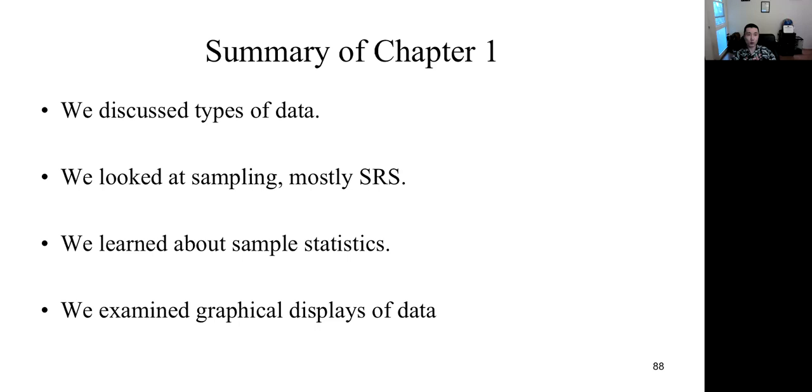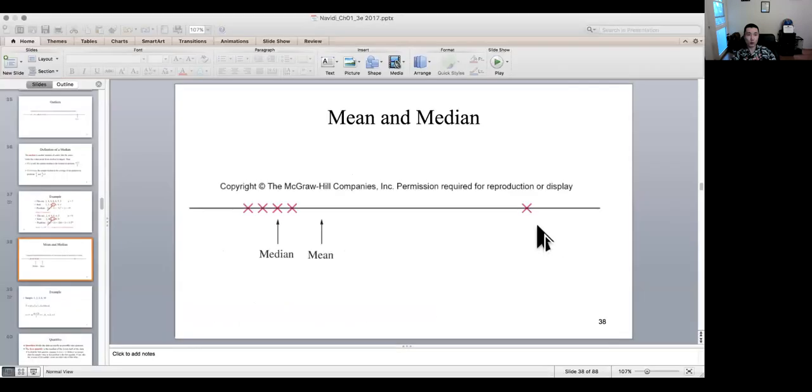Okay, and we also learned about sample statistics. What is the mean value? What is the median? Percentile, quartile, and so on. Okay, and also we learned how to plot different types of graphical displays of data, including histogram, scatter plot, and so on. Okay. So yeah, that's the end for today's lecture.